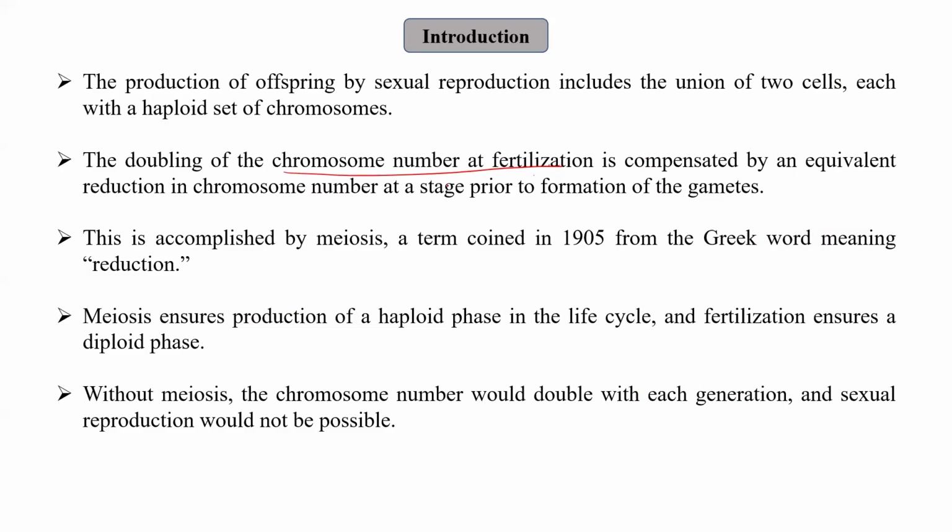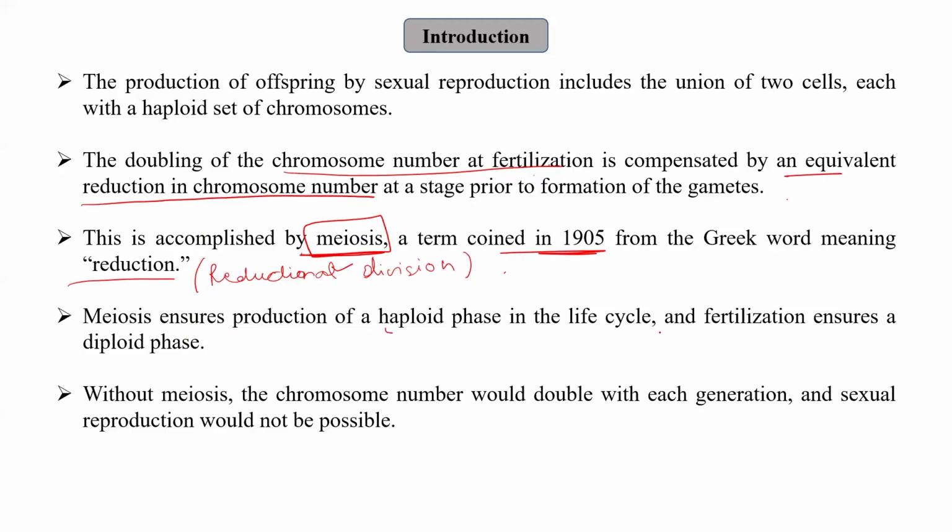So this is compensated by an equivalent reduction in the chromosome number at a stage prior to the formation of the gametes. This happens by the process known as meiosis. The term meiosis was coined in the year 1905, and it originated from the Greek word that means reduction. Therefore, it is also known as reductional division, since it leads to a reduction in the number of chromosomes.